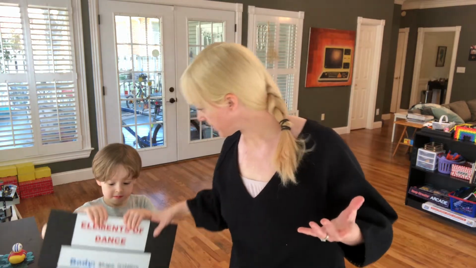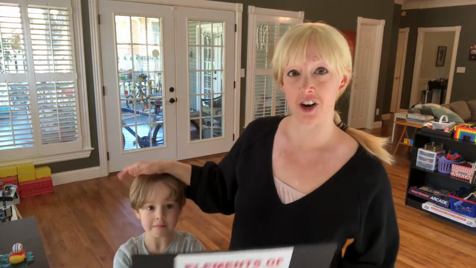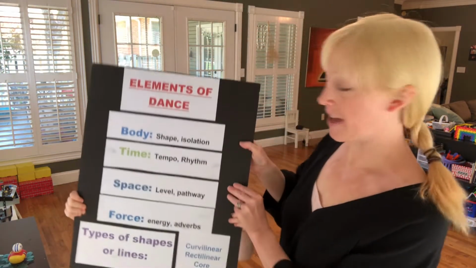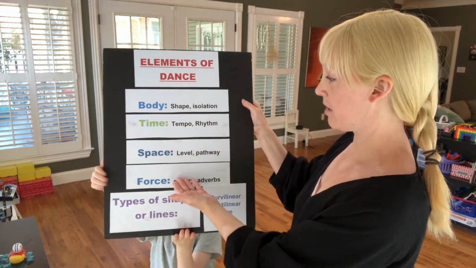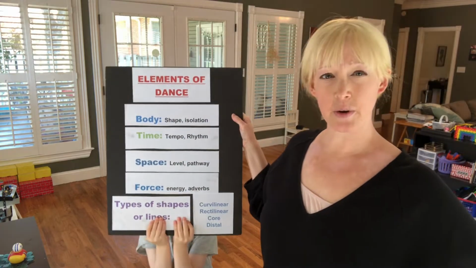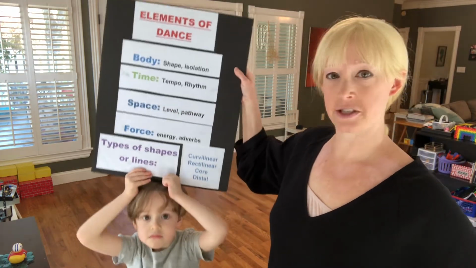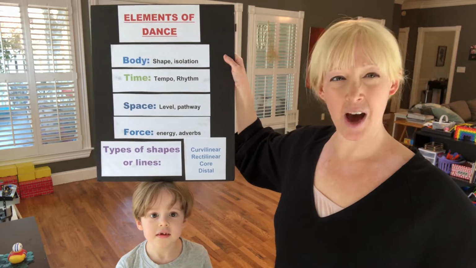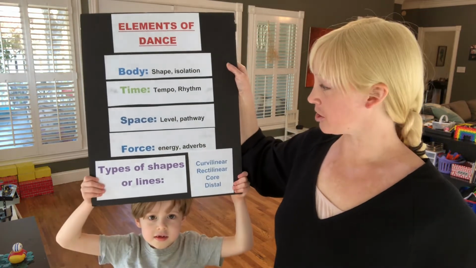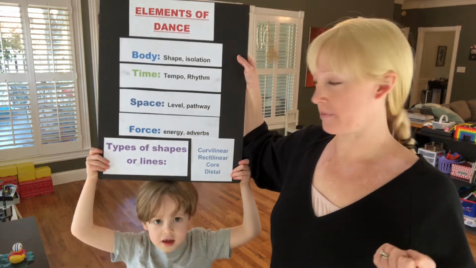But first you need your dance tools. So we have to think about what are the elements of dance. We have four main elements of dance. This is my assistant, Charlie, and he's holding my elements of dance poster. We have body, time, space, and force. I think we're going to need the tool force today. We're going to think a lot about force. That's the how of movement, the energy, like the adverbs, how something moves.